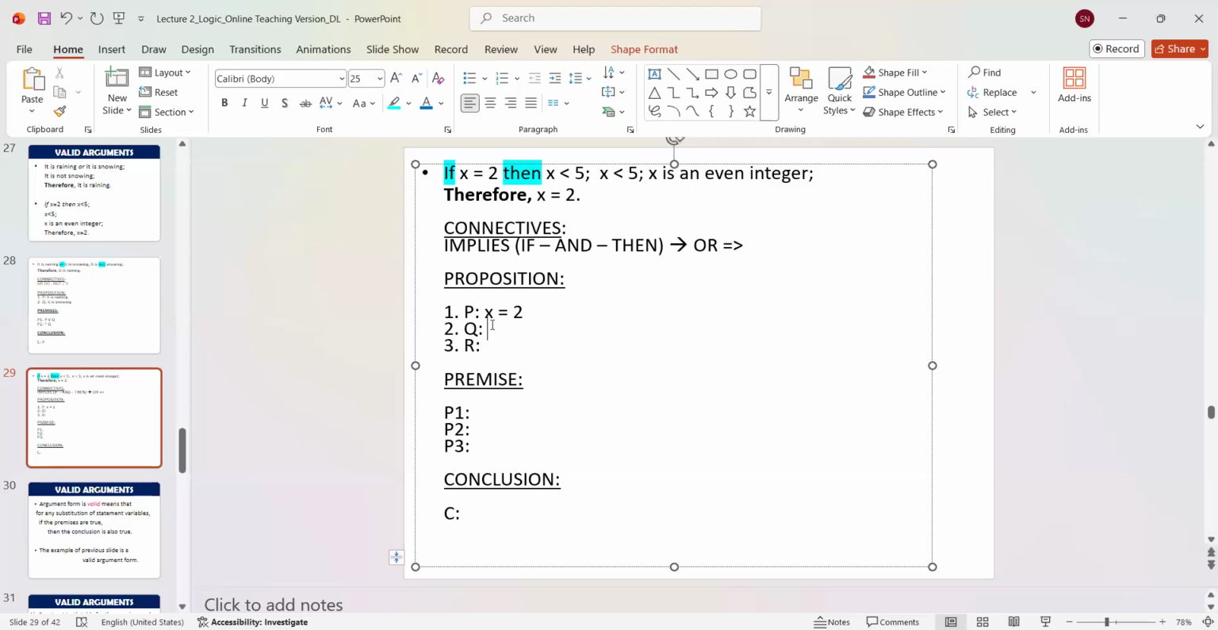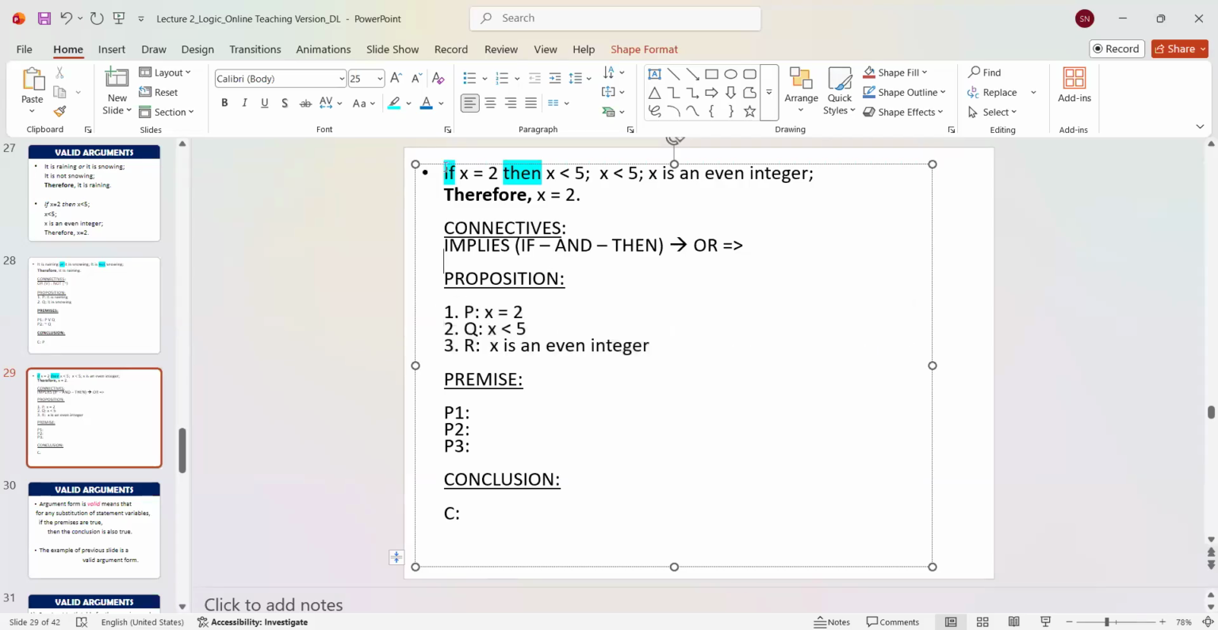Now, after the word then, what's the next proposition? X is less than 5. X is less than 5. Okay. Again, here, after X is less than 5, after the semicolon, we have one more proposition. X is an even integer. X is an even integer. Okay. So this helps us to identify 3 different statements. So 2 raised to the power 3 will give you 8, 4 false, 4 truths, 4 false, 2 truths, 2 false, and 1 true, 1 false, if we are drawing the truth table.